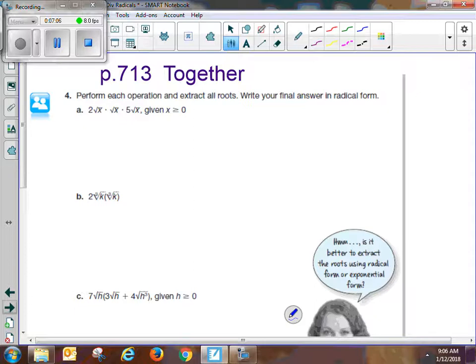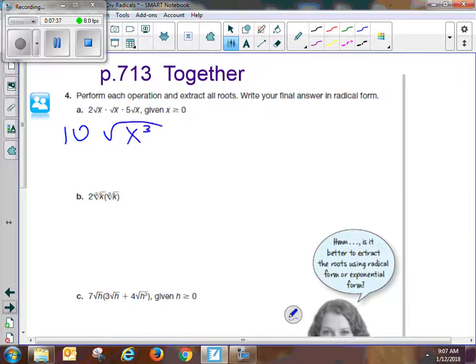Okay, let's do a couple of these real quick. What can you do on the outside? Tell me. I'm going to start calling names. Outside, what do you see there? 2 times 5 is plain old normal 10. Everybody good there? Okay. Now, do you see a square root of x times square root of x times square root of x? What is that like? Square root of x cubed?